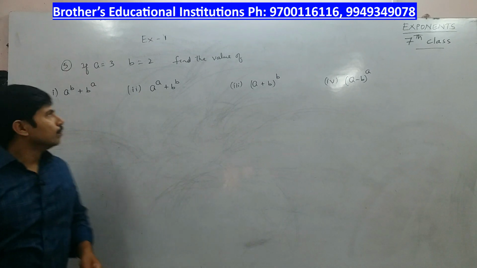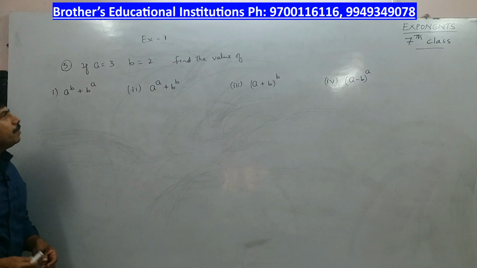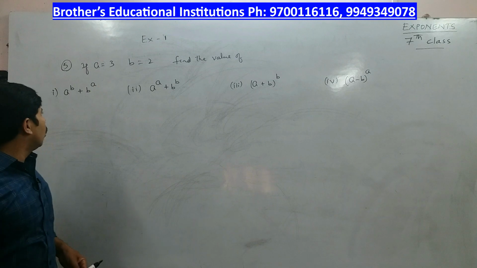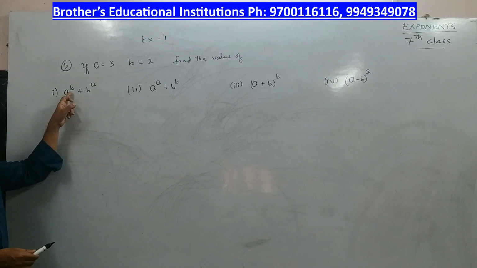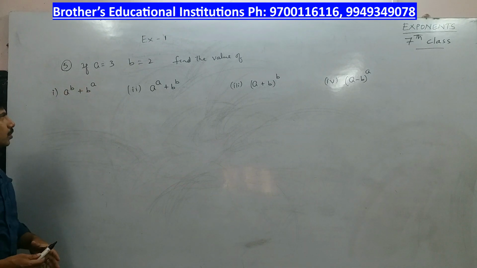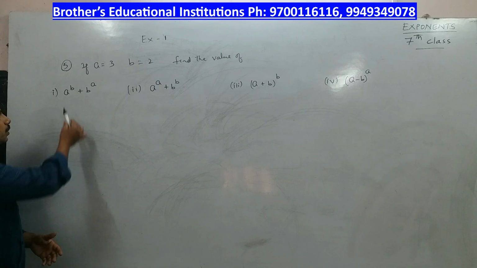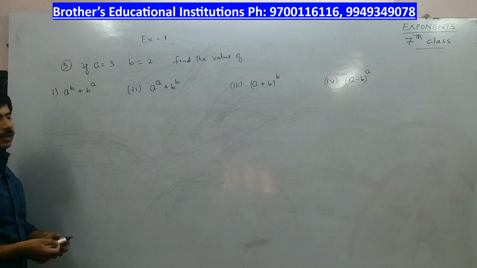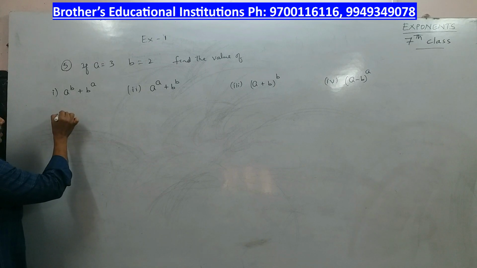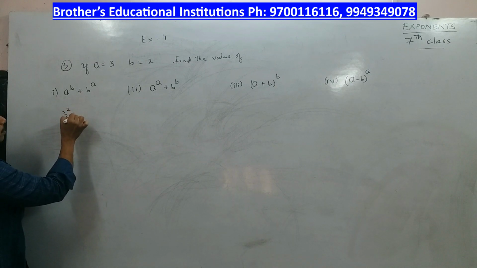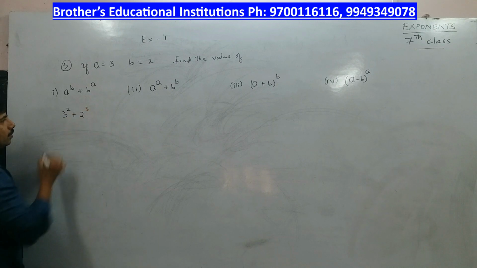Next question. If A is equal to 3, B is equal to 2, find the value of, the first one is A power B plus B power A. Here the A value is 3, B value is 2. I'll substitute them instead of A power B plus B power A. So I'm substituting 3 power 2 plus 2 to the power of 3.